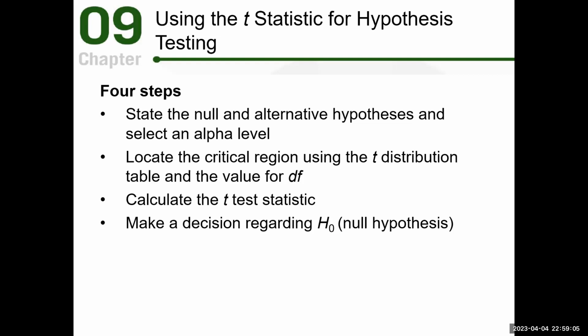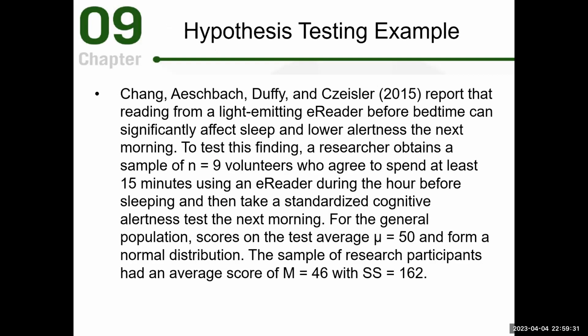Once we get our t critical, then we're going to calculate our t test statistic, and then once we get that t statistic, we'll be able to compare it to the actual critical region to see if it falls in the critical region. If it falls in the critical region, then we will reject the null hypothesis. If it does not fall in that shaded region, then we will fail to reject the null hypothesis. Okay, so that's just something that we know.